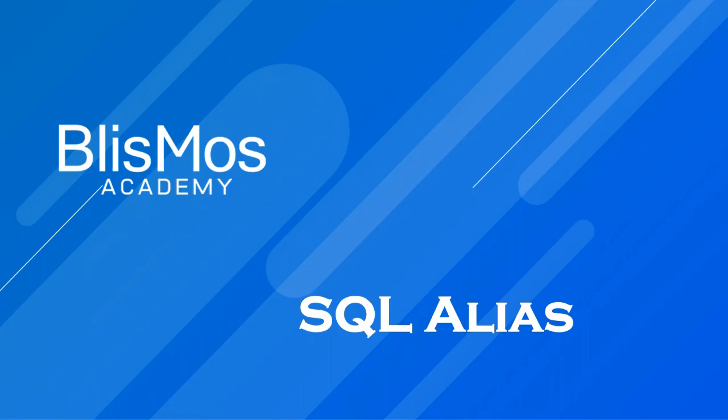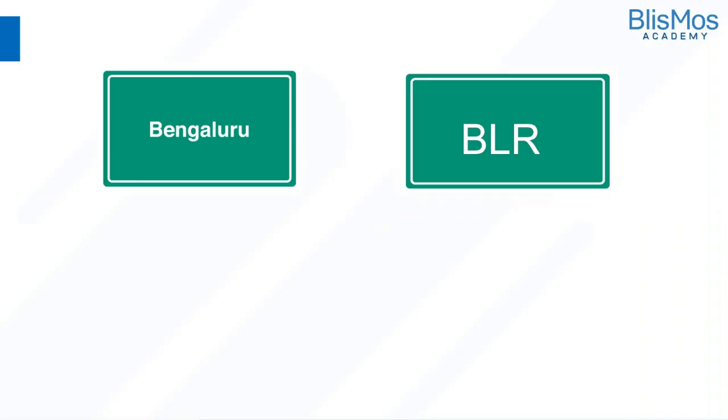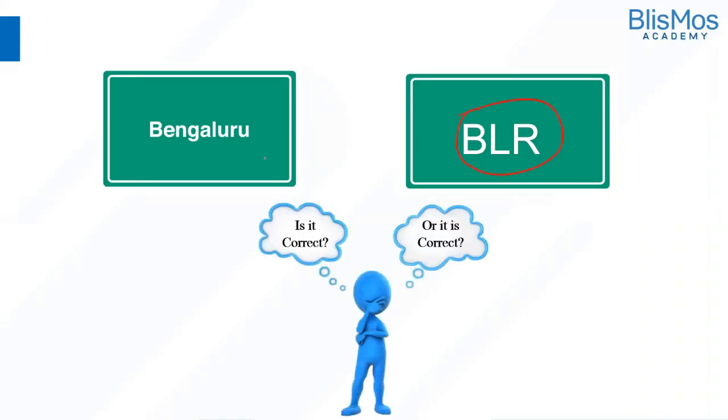As a part of this video, we'll understand what is Alias. Bengaluru or BLR? I'm just wondering, is Bengaluru correct or BLR correct? Aren't both of them same? They are. Do we call this as alias? In a way, yes.